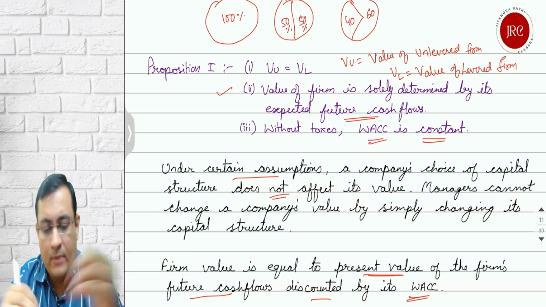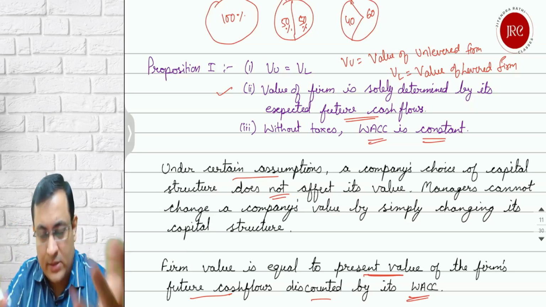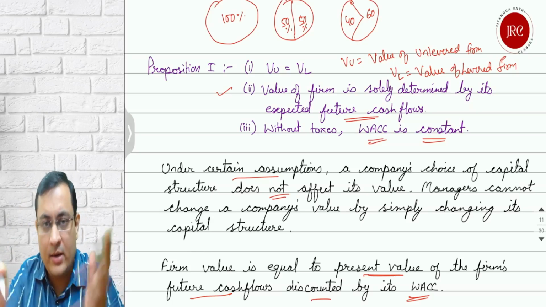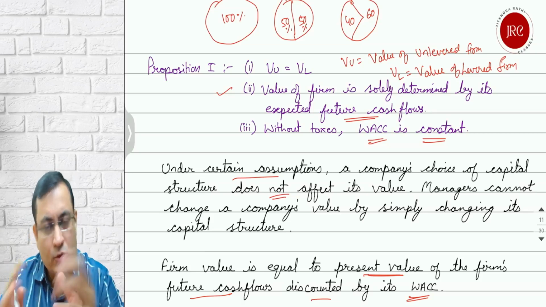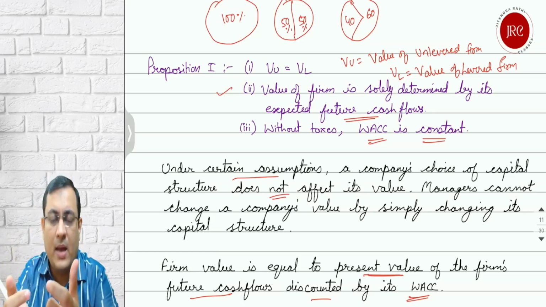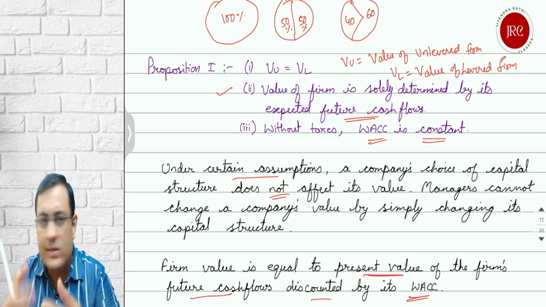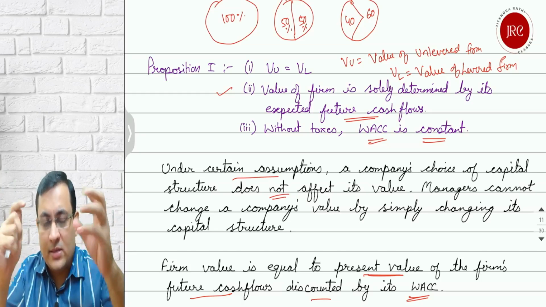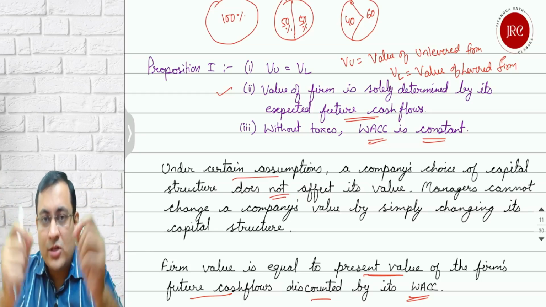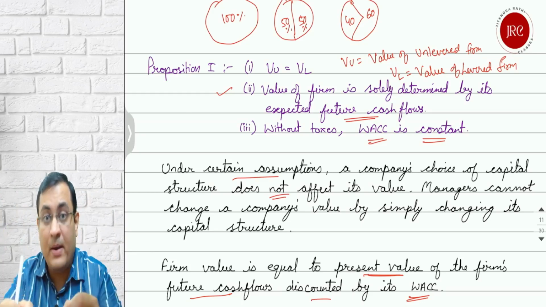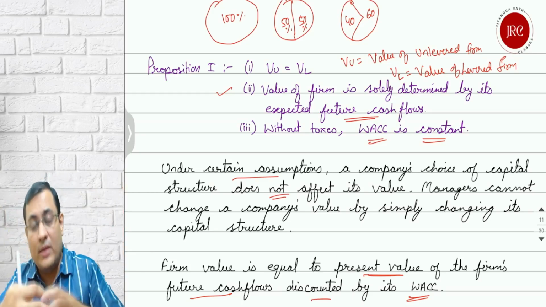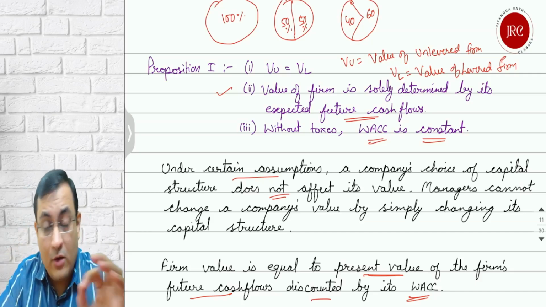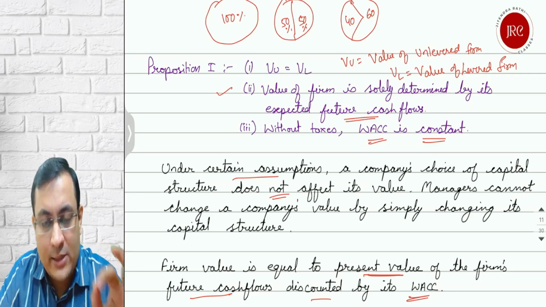Using a pie example, the pie represents 100%. If you split it half, 50-50, combine it, again 100%; 60-40, combine it, again 100%. So they are saying that just by changing the capital structure, the capital employed structure, this is not going to increase the size of the pie. The valuation of the company is 100% dependent on the cash flow the assets of the firm are going to generate. So the value of the firm is solely determined by the expected future cash flow.